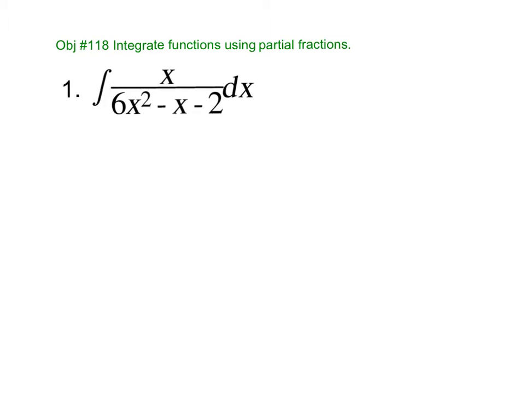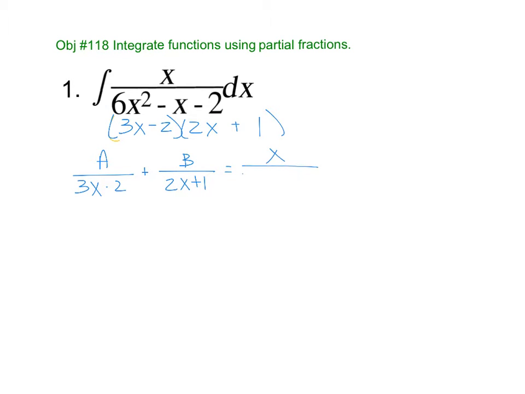So first thing we need to do is factor. Oh, why does it always start off with yellow? All right, 3x, 2x, I need to equal -1. So where's the 2 go? The 2 is going to go there, 1 there, -4 plus 3. All right, so we have A over 3x minus 2, B over 2x plus 1 equals x over 6x squared minus x minus 2.